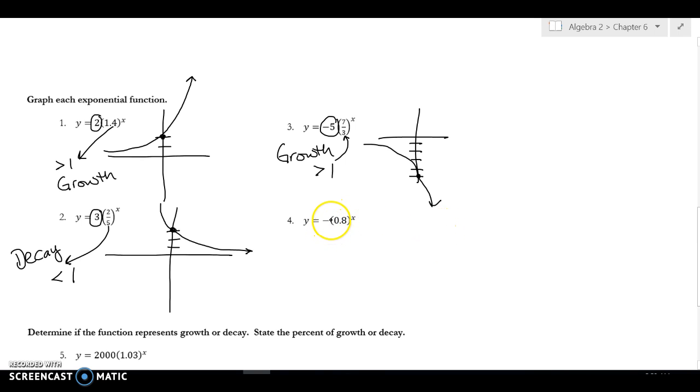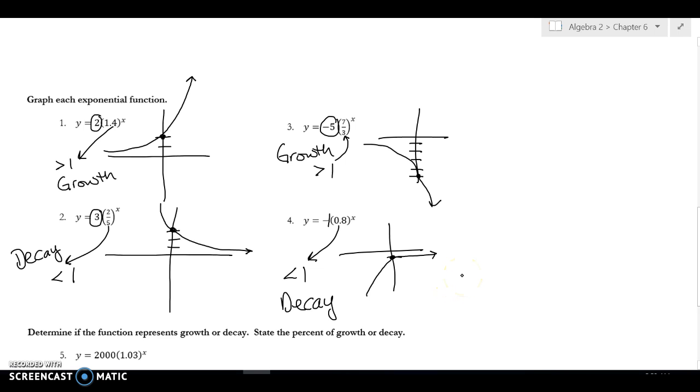This one is just the negative, but remember there's a 1 there. So I'm going to go to negative 1. And this is less than 1, so this is decay. So decay goes towards the axis. Okay?